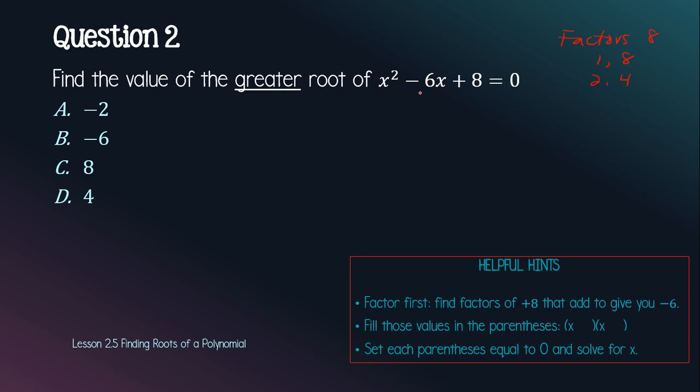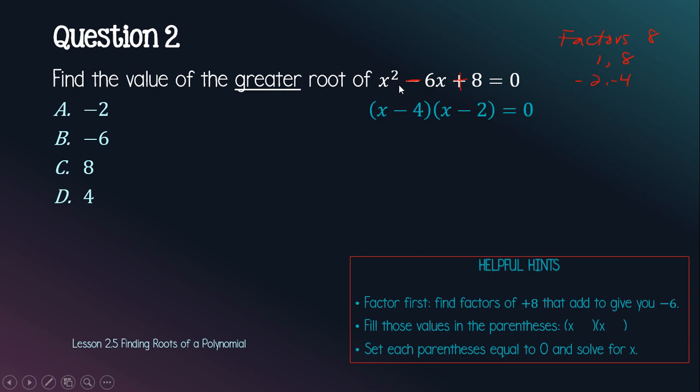Okay, so right away I see that 2 and 4, when I add them together, I get 6. But I need them to add to give me negative 6. So if I let them both be negative, when I multiply two negatives together, I still get that positive 8. But when I add them together, I get that negative 6. So my factors, once I found my values, I fill them in my parentheses. So that's what I have here, the x with the blank and the other set of parentheses there.